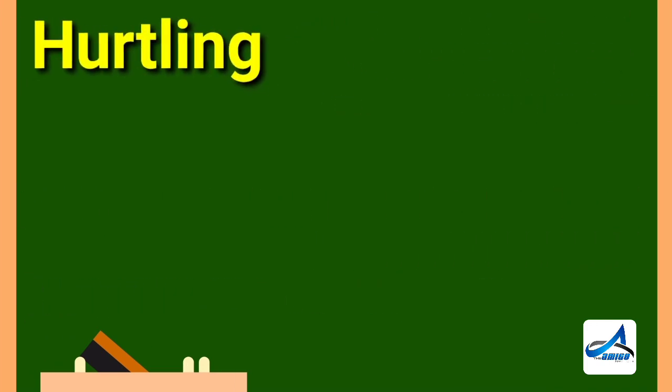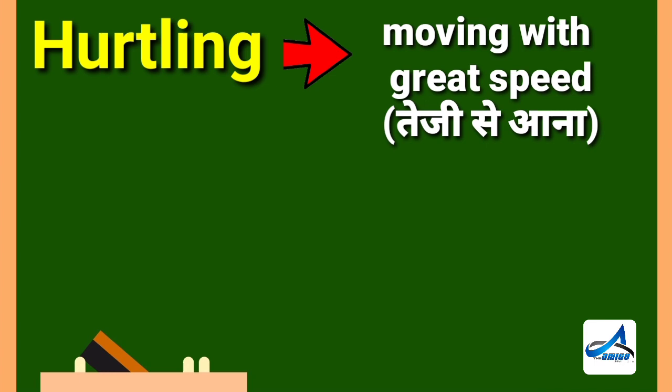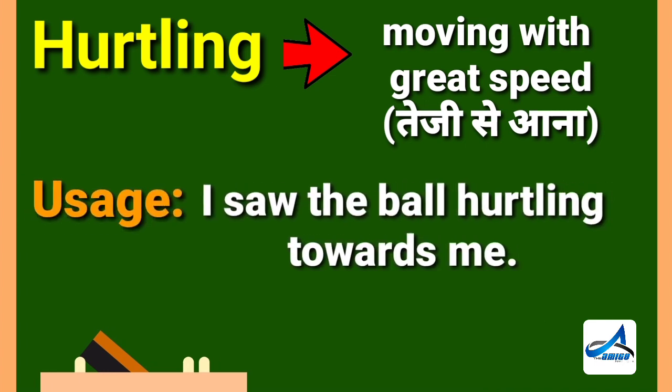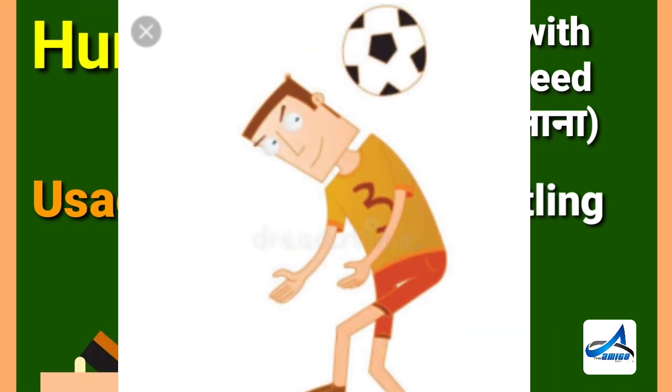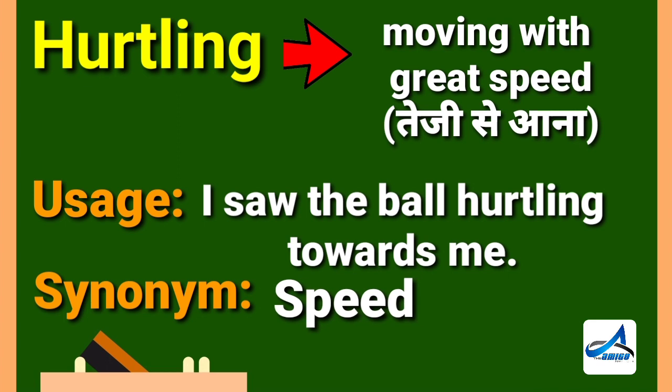The next word is hurtling. Hurtling means moving with great speed. Its Hindi meaning is tezi se aana. Now look at its sentence. I saw the ball hurtling towards me. Its synonym is speed.